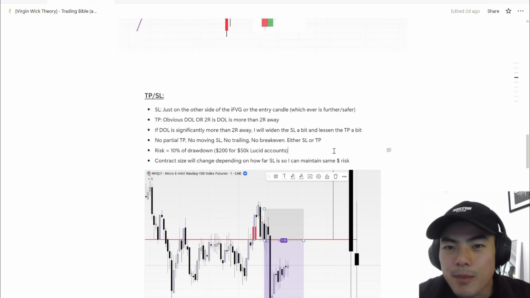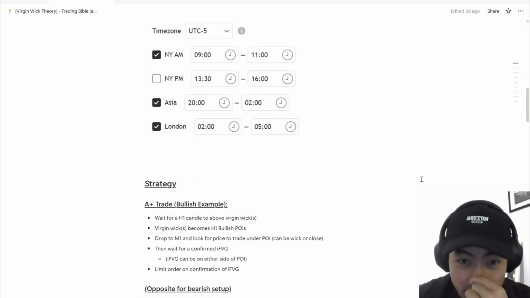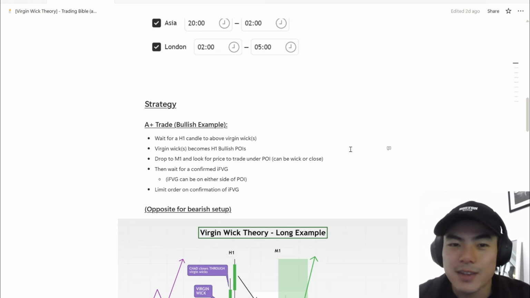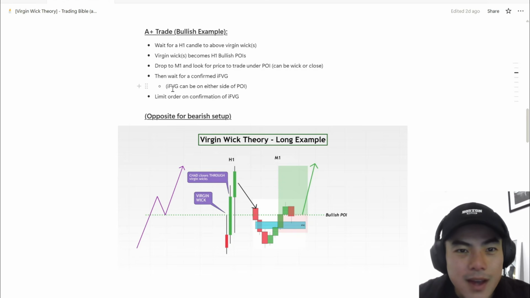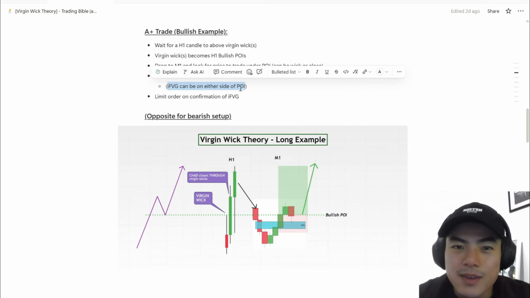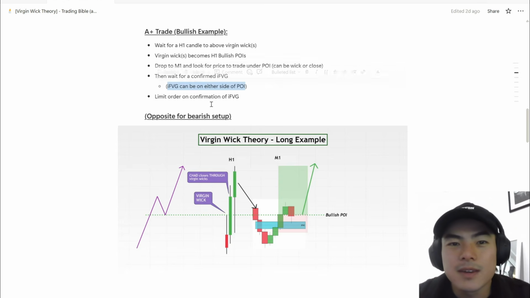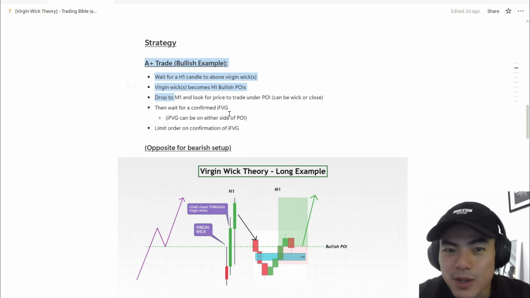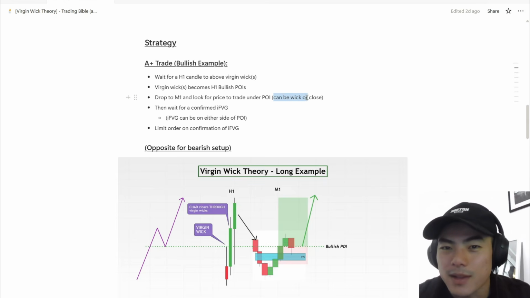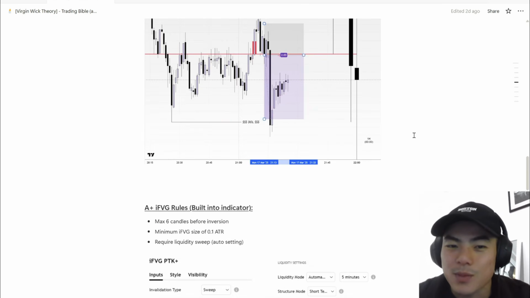But yeah, I would recommend looking at this document. I'll link it below somewhere. It pretty much answers every frequently asked question that I get. For example, here I say, IFVG can be on either side of POI. So you don't have to wait for a close back above the POI. It can be on either side. Another question was, does the 1 minute candle have to close below the POI? It can be a wick or a close. That's something I figured out in my testing. Wicking is also fine. And that is, again, answered here in this document. So yeah, check out this document if you have time.